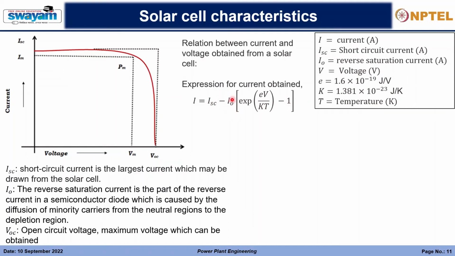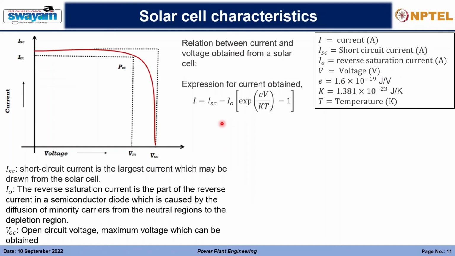Here we have another term, I naught. This is called the reverse saturation current, which is a part of the reverse current in a semiconductor diode, and is caused by diffusion of minority carriers from neutral regions to the depletion region. There are majority carriers and minority carriers. If we go a little deeper into electronics, when a semiconductor diode operates there is an exchange of carriers. The majority carriers contribute to the current that we are obtaining at the end, but there is also diffusion of minority carriers in the opposite direction of the current we are getting. Carriers are basically holes and electrons, right?